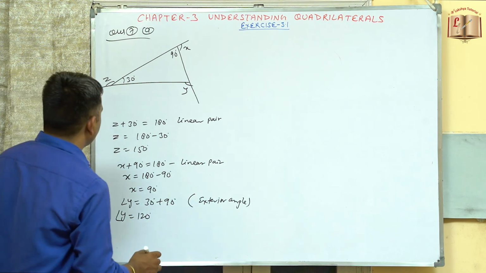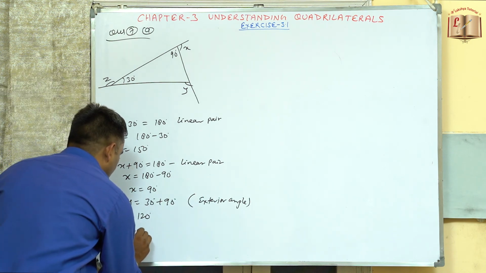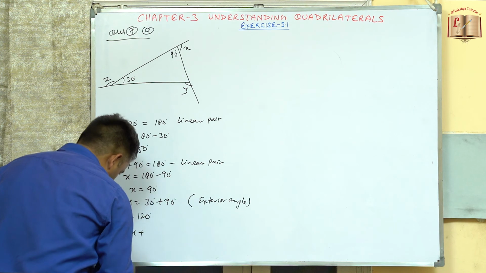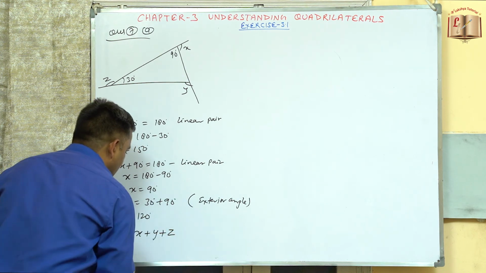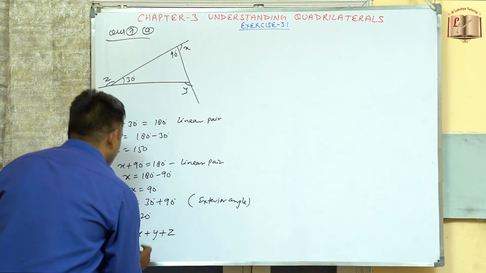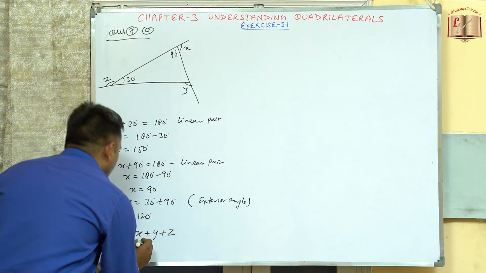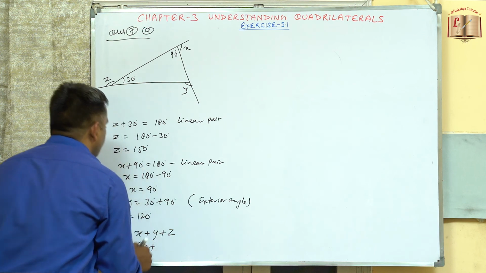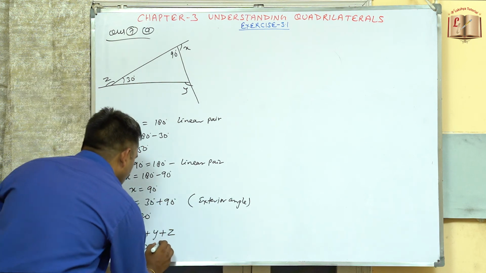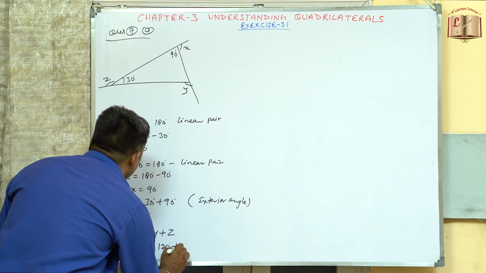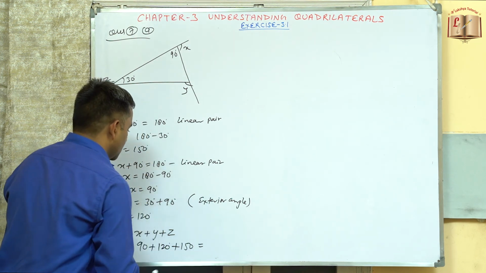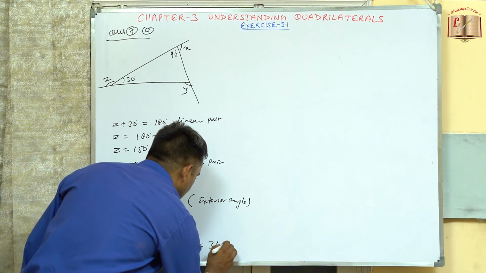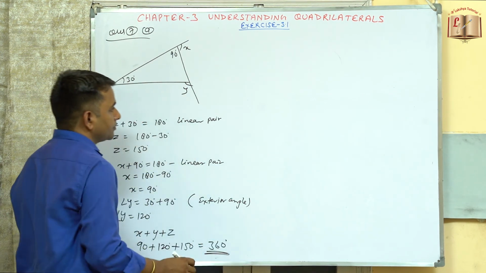Now we need to find out angle x plus y plus angle z. So this will be x we already got, this is 90, plus y we already got, this is 120, plus z is 150. So this will be equal to 360 degrees.